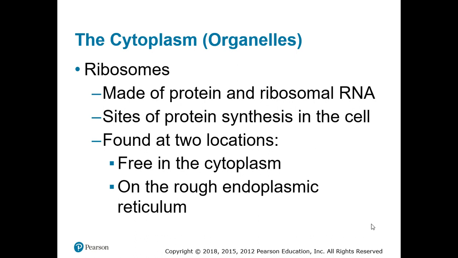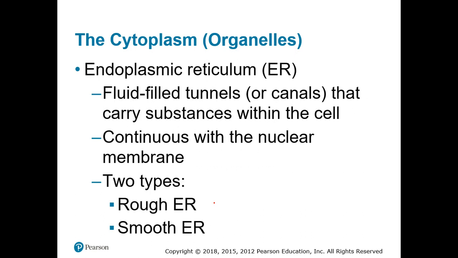Ribosomes are another type of organelle. Ribosomes is where you're going to see protein be made. This is the site of protein synthesis in the cell, and you can find ribosomes in two locations. You can find it free-floating in the cytoplasm, or sometimes you can find them attached to something called rough endoplasmic reticulum, or sometimes we abbreviate this as ER, so our rough ER.